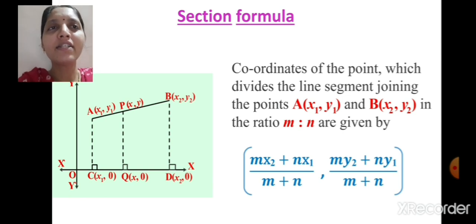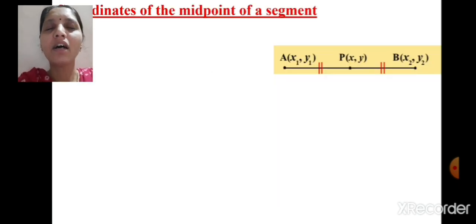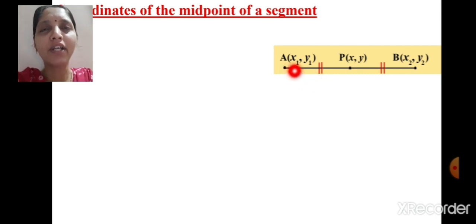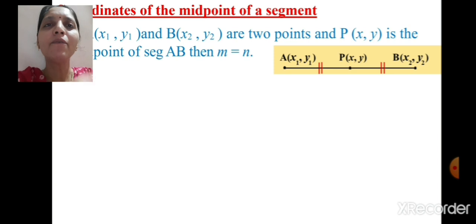Okay, now let's see what the midpoint formula is. Here I have drawn one line segment AB with the same coordinates. Point A has coordinates x1, y1, point B has coordinates x2, y2, and point P has coordinates x, y. But here this point P is at the center of this line segment. That means it is the midpoint of this line segment. That means it divides this line segment into two equal parts: AP is equal to PB. So what can you write here?